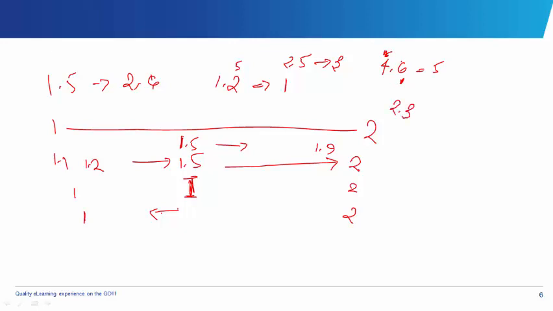So 2.3, this rounds down to 0, and the nearest whole number now becomes 2. Okay? So 2.7 to the nearest whole number becomes, this rounds up to 1. The 1 now goes to this 2, and this becomes 3. That's the nearest whole number. So that's the concept of nearest whole number.